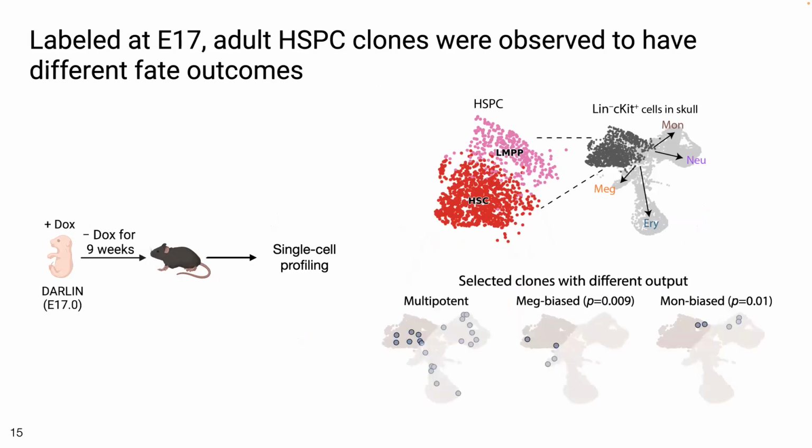These are 3 representative clones. The first one is a multipotent clone, meaning that this clone occupies both the stem cell region and all different mature phases. The second clone is specifically biased toward megakaryocyte. And the last clone is monocyte biased. We have about 1,000 such clones, and most of the clones are very small. Indeed, about 2/3 of them have only 1 cell. So in order to handle this very sparse data, we need more sophisticated tools.